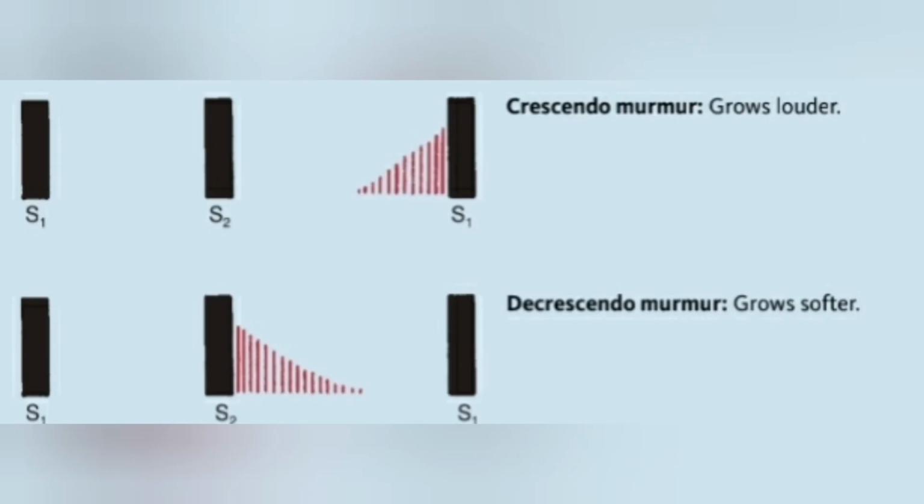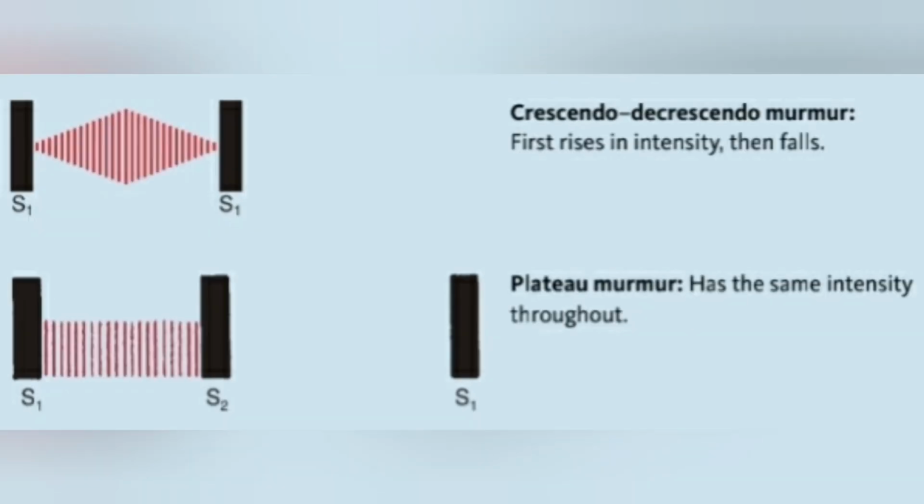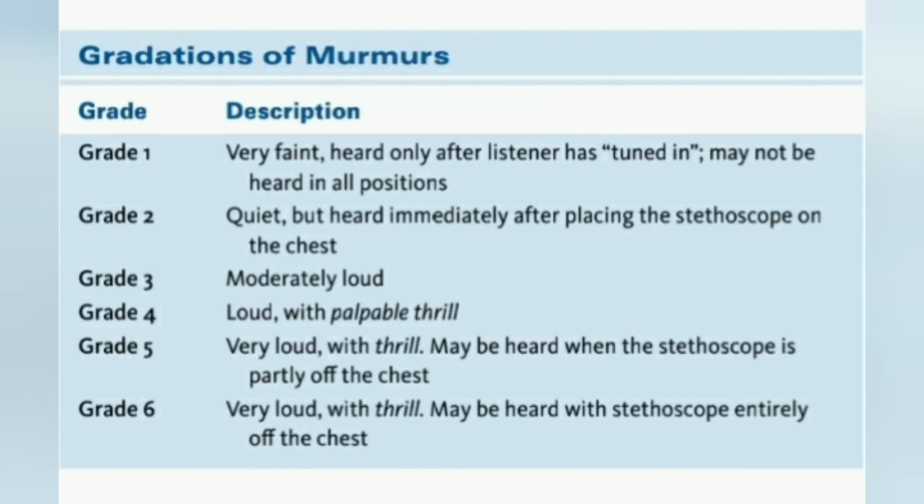The shape or configuration of the murmur is determined by its intensity over time. Grade the murmurs using the 6-point scale below, the Levine grading system.